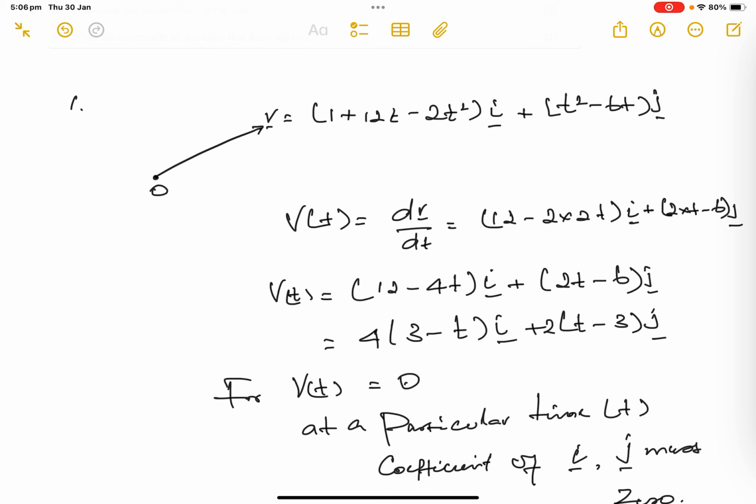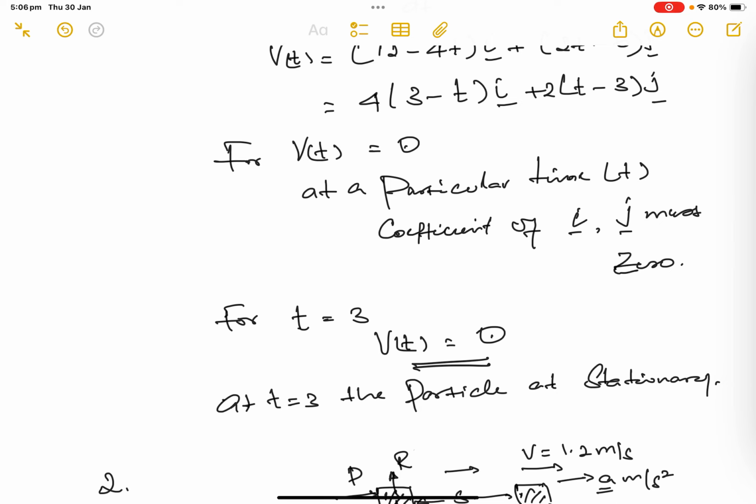Further simplification, take 4 out of the first part, the coefficient of i. It's 4 times the bracket 3 minus t i, plus 2 common out of the bracket, t minus 3 j. So that is v, the velocity of the particle with the position vector, the displacement vector, 1 plus 12t minus 2t squared i plus t squared minus 6t j.